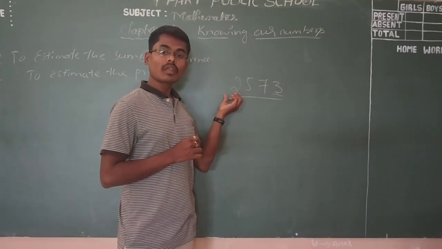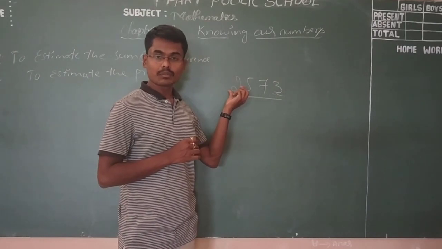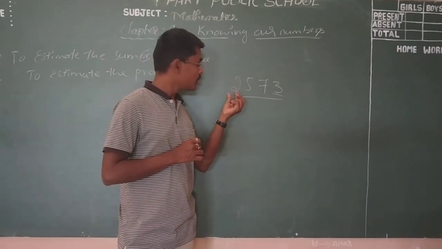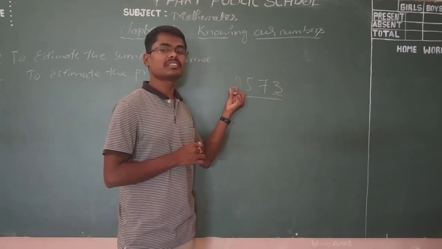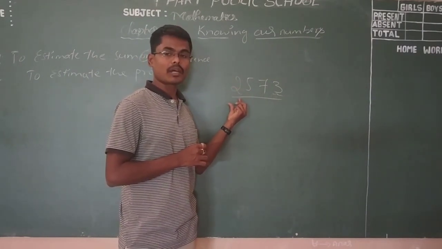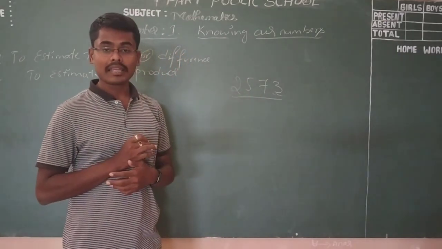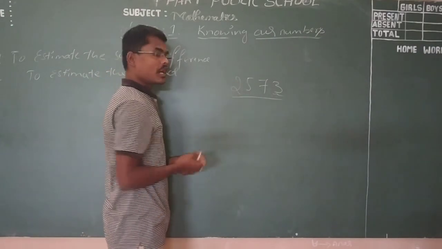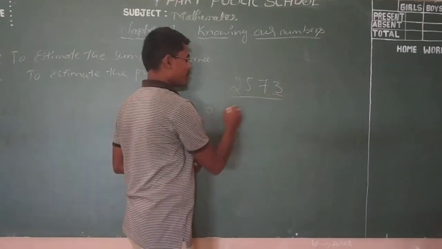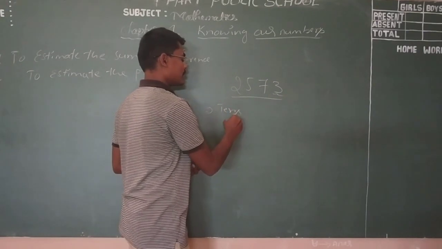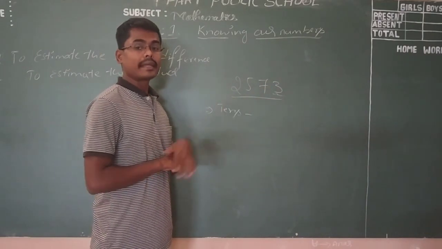Then for the 10,000 position, we have to look at the 4th digit place, nothing but the 1000th place. In the 1000th place here, 2 is there. Like that we are going to round off the given numbers. Now look here. I am going to first take the tens position. For the given number I am going to round off to tens.